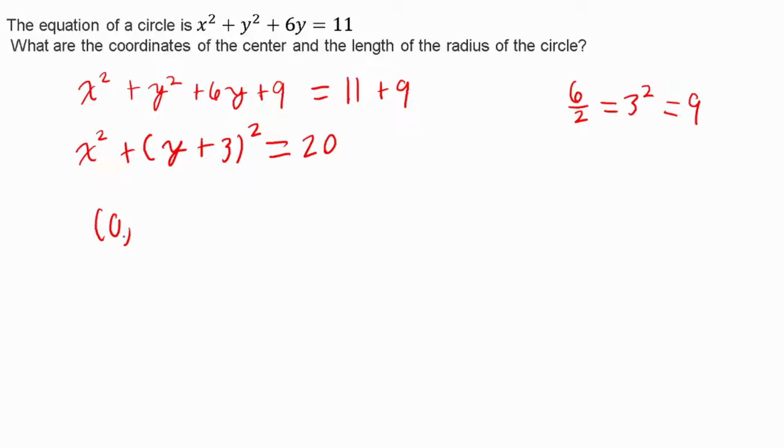My x coordinate's at 0. And then my y, there's a number with my y. Remember, we take the opposite. So instead of a plus 3, we'll get a negative 3. And there's my coordinate. And then my radius is going to be the square root of the number that's here.